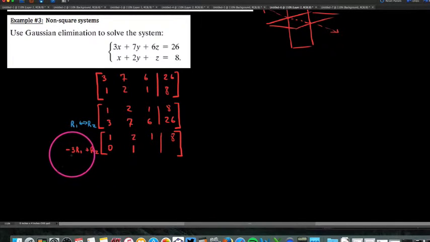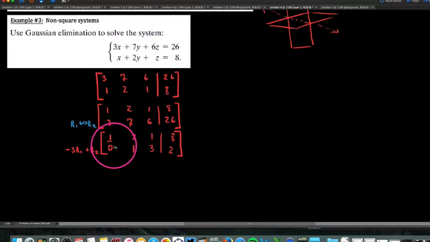Negative 3 times a positive 1 is a negative 3, and negative 3 plus a positive 6 here is a 3. And then negative 3, if we were to take that now, times 8, we would get a negative 24, and negative 24 plus 26 here is a 2. So you see what we end up with here. Basically, we've got a 1 on the top left, and then we've gotten zeros underneath.